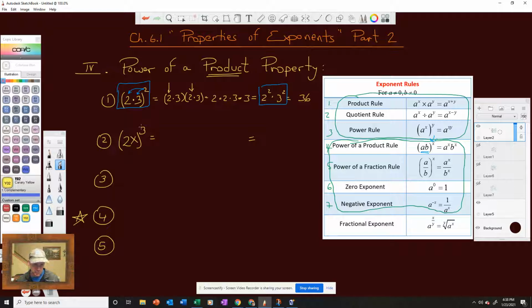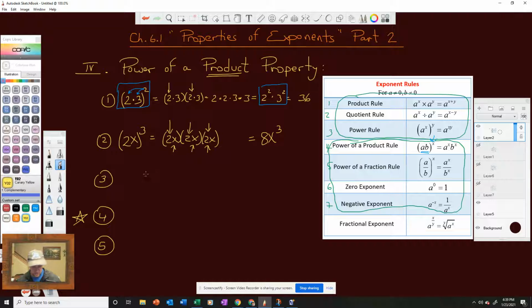Anyways, if I apply this exponent to the 2, 2 to the 3rd is 8, and then x to the 3rd is x to the 3rd. So your answer should be 8x to the 3rd, because the exponent applies to both the 2 and the x. Expanding it makes complete sense. Check it out. If you expand 2x times 2x times 2x, you have 2 times 2 times 2, which is 8. And then you have x times x times x, which is x cubed.